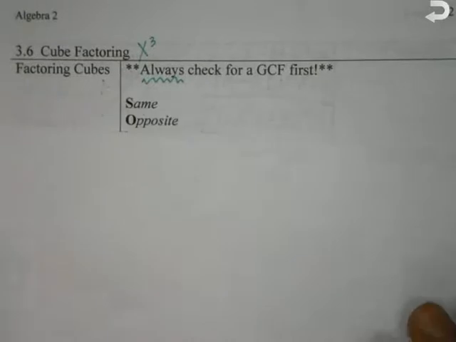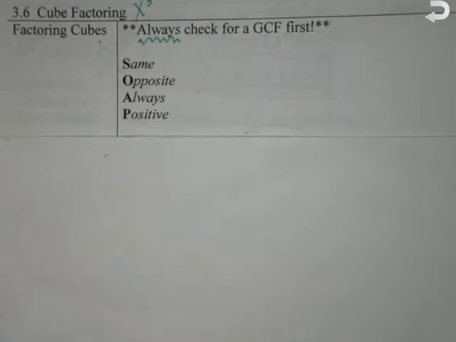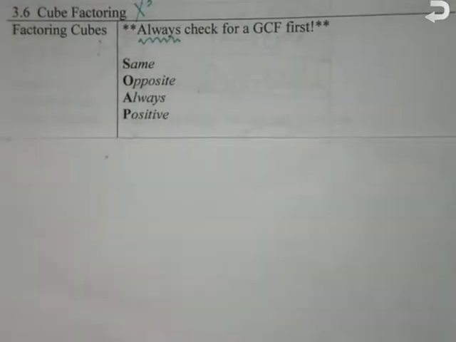For factoring cubes, we have a little acronym you need to remember. So, same, opposite, always positive. And that refers to the signs inside of the parentheses after we factor. I'll show you what it looks like when we actually do a problem. I just want to make sure that you guys have it written down.